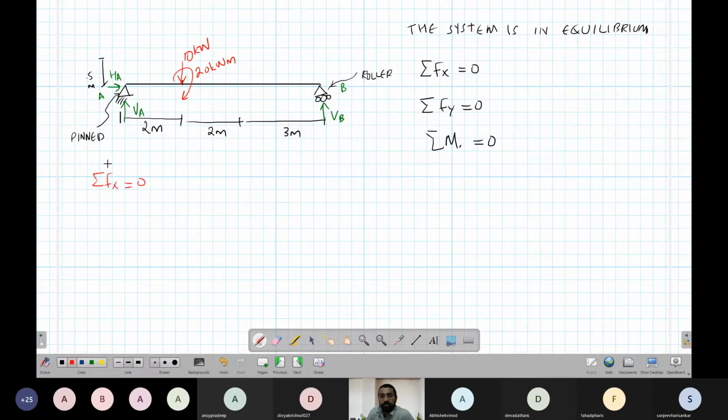What is x? Right is positive. So we have HA here, which is plus. Then there is no horizontal force here, no horizontal force here, no horizontal force here. Equal to 0. So HA is 0.